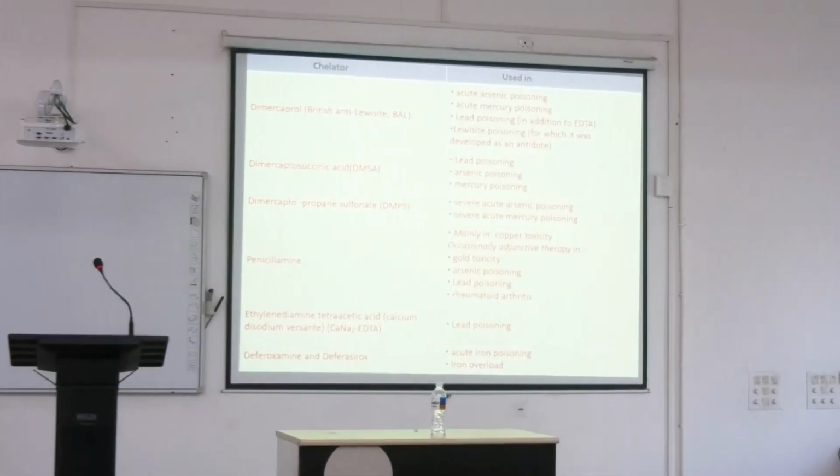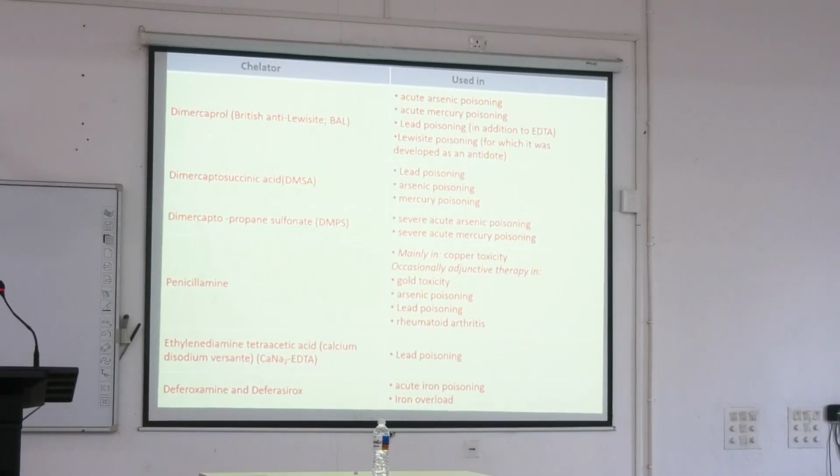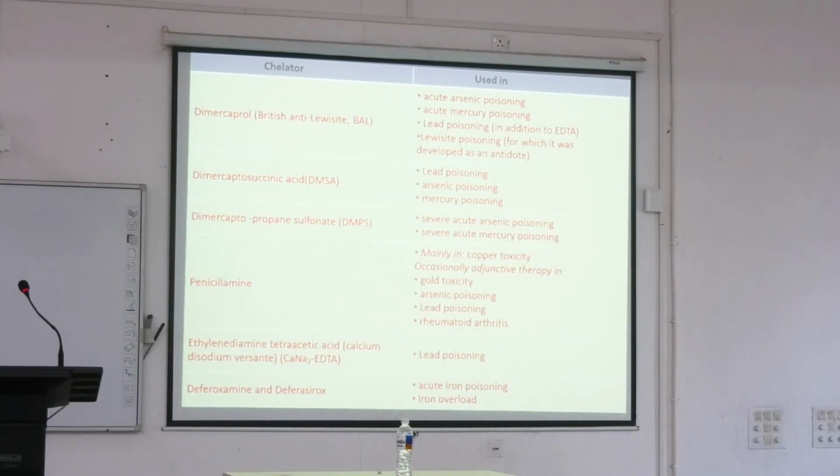Take a picture of this. Okay, see, Dimercaprol, you must remember. We will ask questions like name some chelating agents, and you have to tell at least Dimercaprol, that is previously called British anti-Lewisite. Another very important one is penicillamine. At least mention these two, Dimercaprol and penicillamine. Others you may forget, but don't forget these.